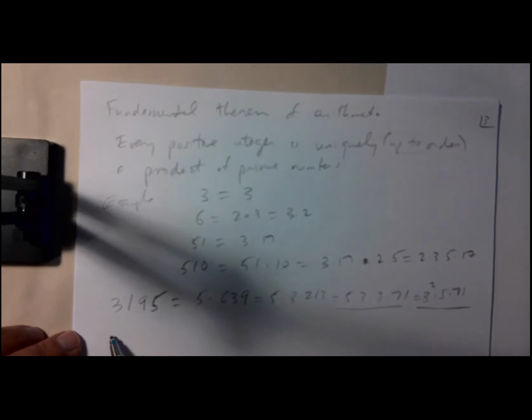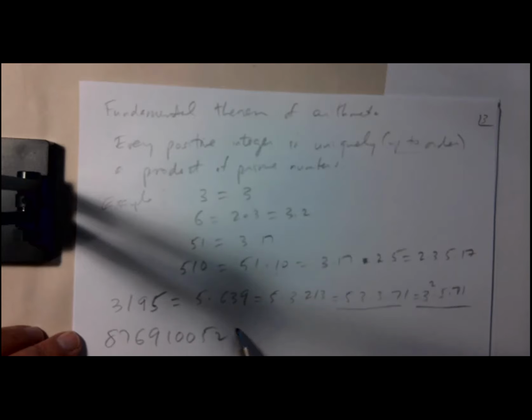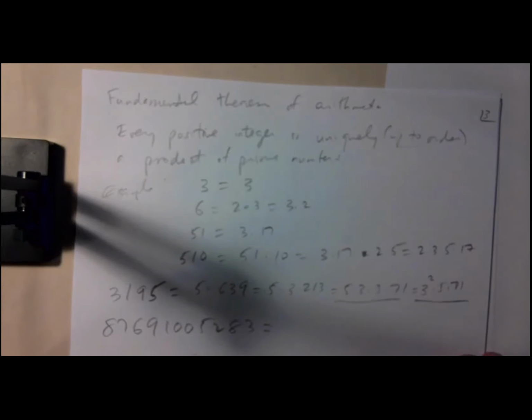What about this? 87691005283. Huh. Anyone want to try to factor that? Nope. Probably not. Now, if you took calculus at Lehman, Math 175 or 176, you had to take Math 155 and 156, the computer labs. And if you were lucky, you used Maple.